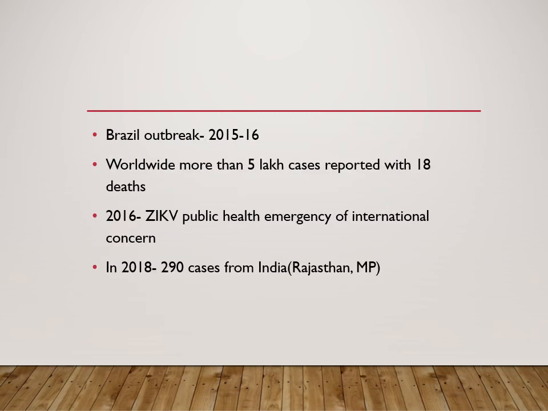Its outbreak occurred in Brazil in 2015 to 16. Worldwide, more than 5 lakh cases have been reported with 18 deaths. In 2016, Zika virus became a public health emergency of international concern, and in 2018, 290 cases from India have been reported, and maximum from Rajasthan and Madhya Pradesh.